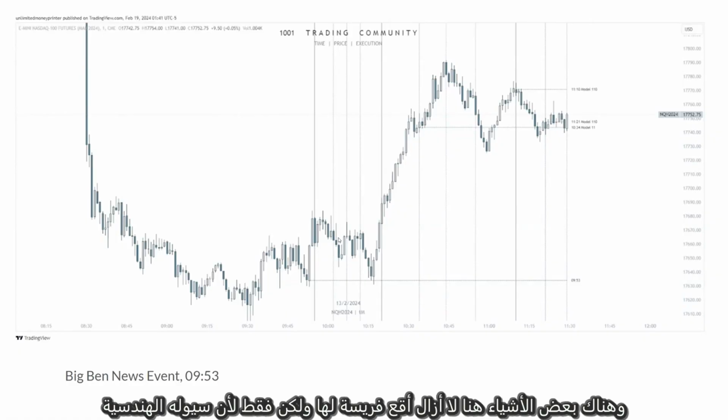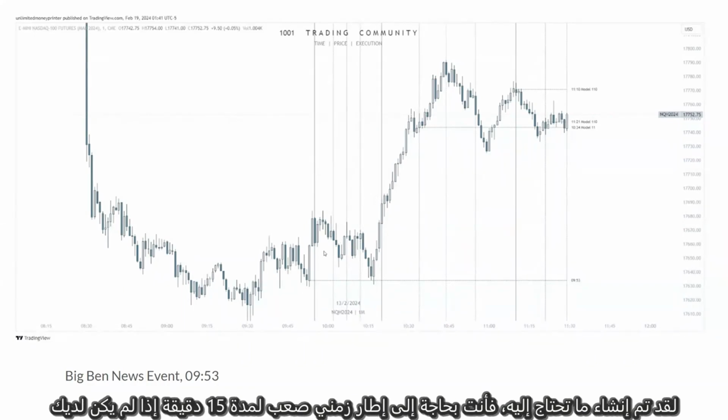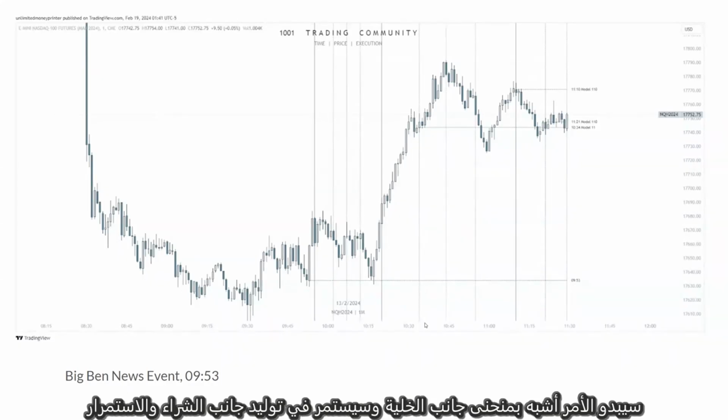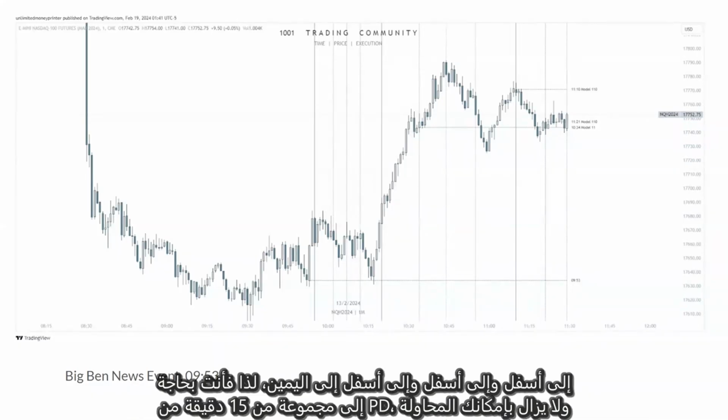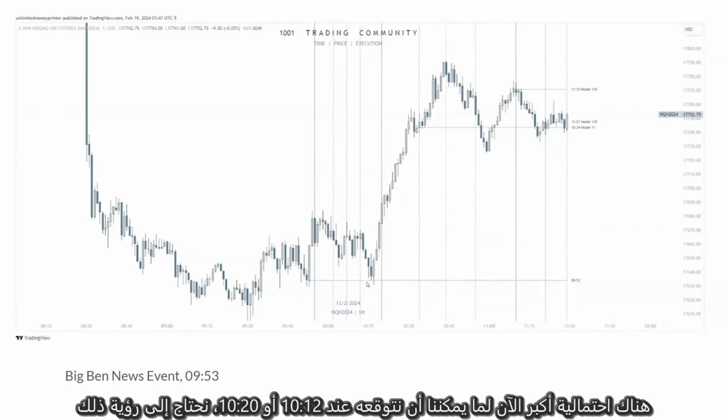I still fall prey to this, but just because an engineered buy side does not mean it's always going to push up and take out all that buy side that was created. You need two things. You need a higher time frame, 15-minute PD array. If you don't have that, it makes it less likely that this buy side will get taken out. And instead, it's going to look more like a sell side curve and just keep generating buy side and going down and down and down, right? So you need to have a 15-minute PD array. You can still try it without it, but it just makes it high probability. And then when you have an SMT, it makes it even more high probability.